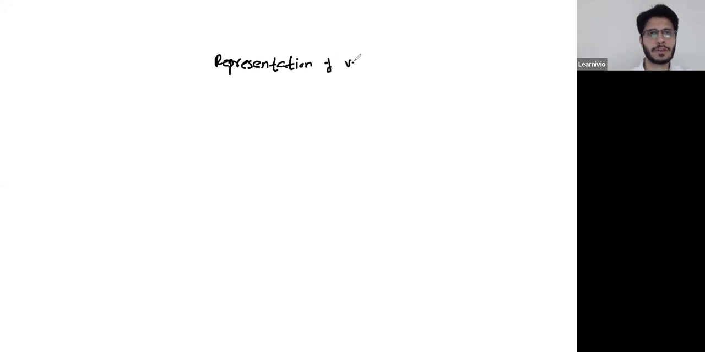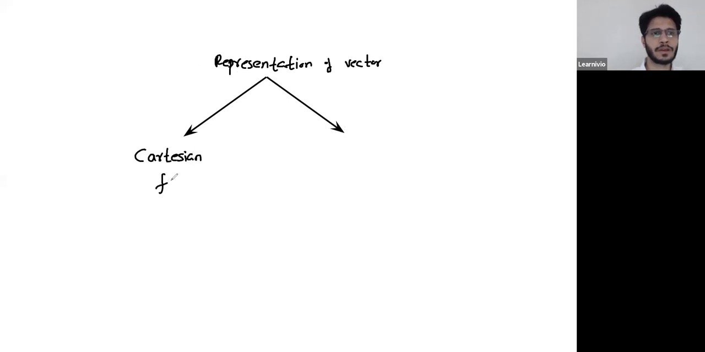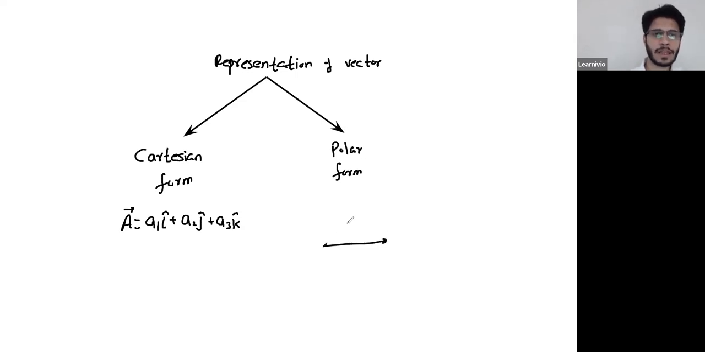This was about addition and subtraction of vectors in Cartesian form. After addition and subtraction in Cartesian form, the next topic is representation of vectors. We can represent vectors in two forms. The one is Cartesian form, in which the vector is given in terms of i cap, j cap, and k cap components: a1 i cap, a2 j cap, a3 k cap. The next form is polar form. In polar form, the angle between the vectors is given.